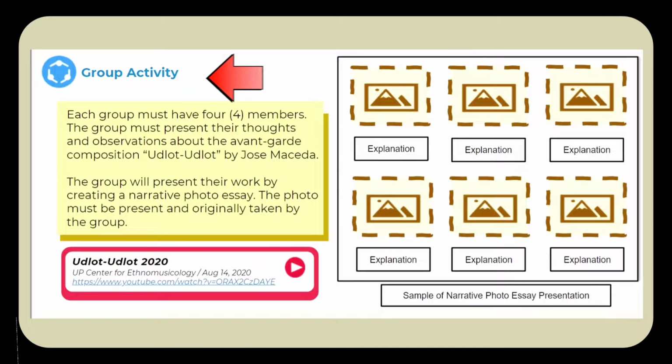Your mission by a group is to present a narrative photo essay about your thoughts on the avant-garde composition Adlaw by Jose Maceda. Make your presentation unique and creative.